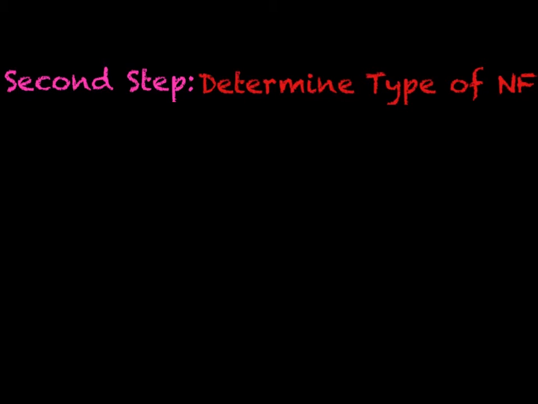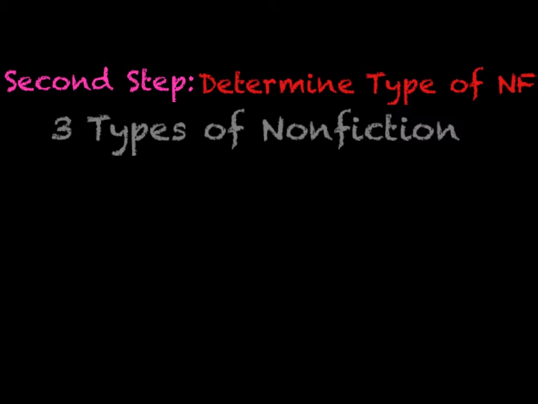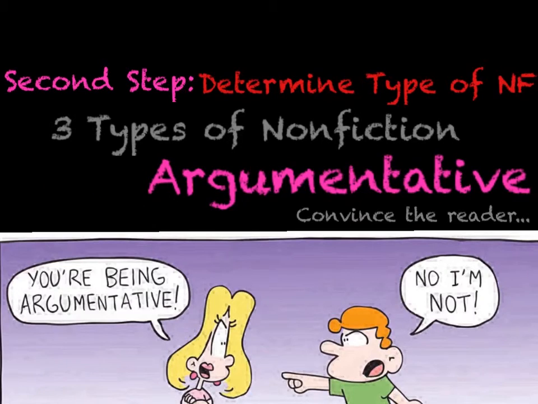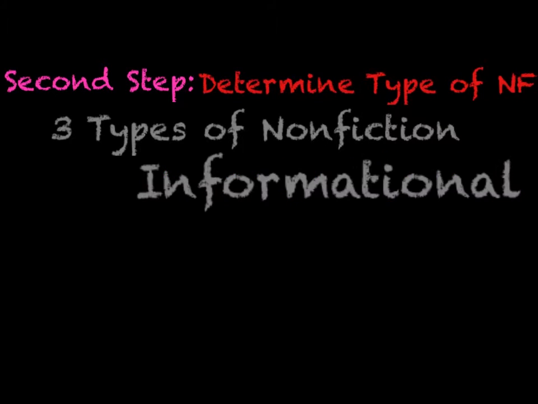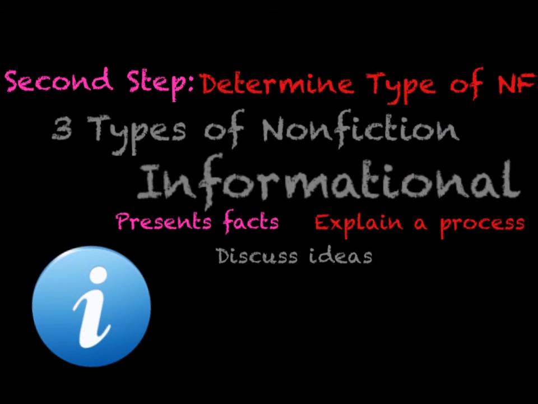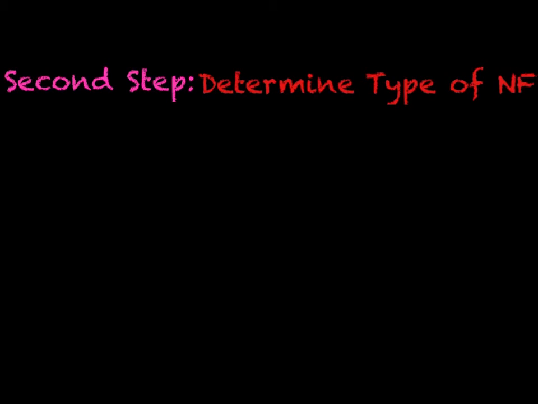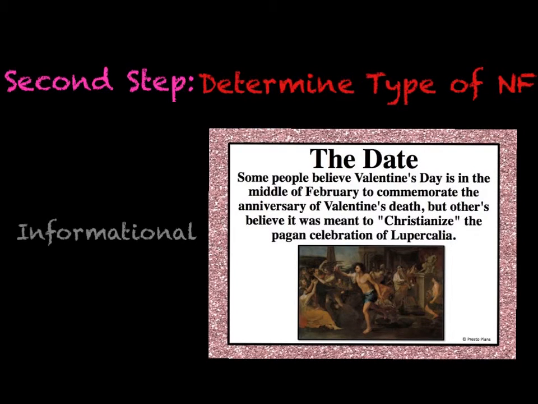Next, we have to determine the type of nonfiction we're reading. There are 3 different types of nonfiction: argumentative, informational, and narrative. Argumentative writing attempts to convince the reader to think about or act on something, or to accept a writer's opinion using evidence for support. Informational writing presents facts, discusses ideas, or explains a process. And narrative writing conveys a real experience. The booklet is an informational text. This is because it provides facts about the history of Valentine's Day.